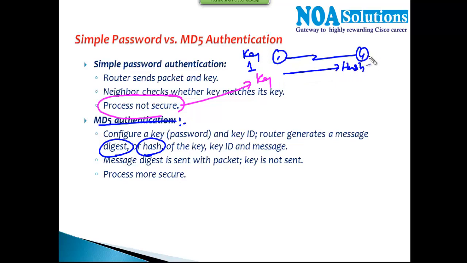The neighbor router will also generate, based on the key number and the key password, the same hash value. Once the hash value matches on both sides, it says we got the same hash value, which means the key number and key string are matching, so we have a successful authentication. The advantage we get with MD5 authentication is that it is a much more secure way of exchanging keys, a more secure authentication process compared with simple authentication.